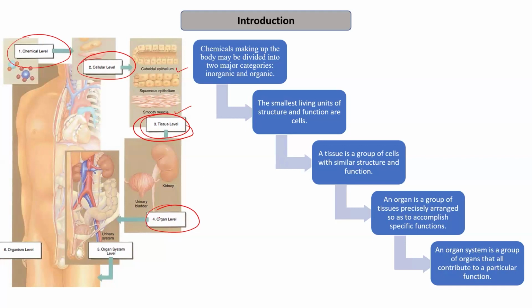So after the organ level of organization, we have a broader level of organization, which is the organ system level of organization. And then these different organ systems, like the cardiovascular system, excretory system, and nervous system, combine to form a complete organism. So the largest level of organization is the organism level of organization.